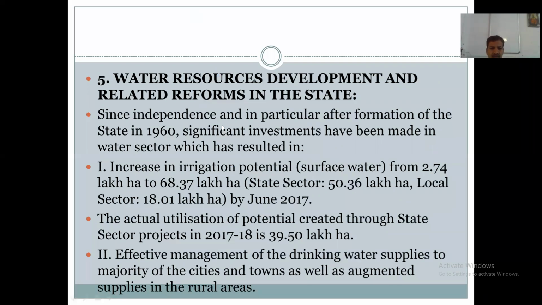Up to here we have seen the Maharashtra State Water Policy. Time is over. The remaining part we'll see in the next lecture. Did you understand the difference between the State Water Policy, the Maharashtra State Water Policy, and the National Water Policy?